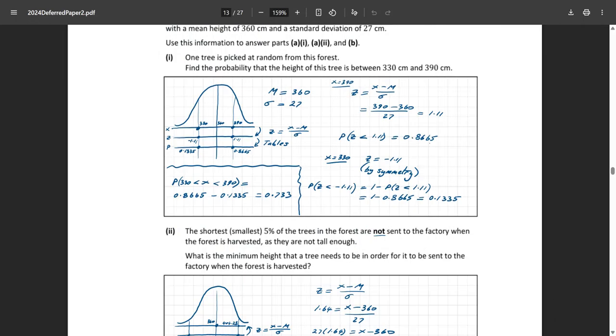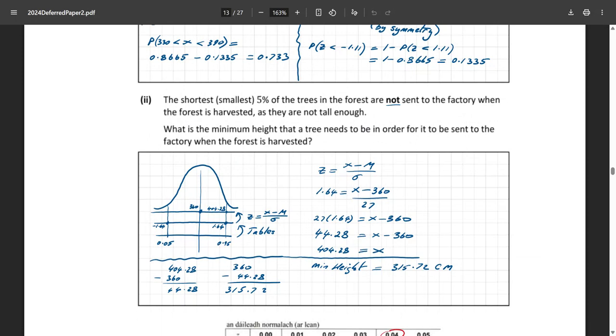Now this is the opposite. If you read the question carefully, you'll see that, look, it's the shortest 5%. In other words, that's not the probability. He's given us the 0.05. So we're starting on this line, and we want to find out the height of the tree, in other words, the X value. So this is going into reverse, basically. We're starting here, and we want to hop backwards up to get the X value right there.